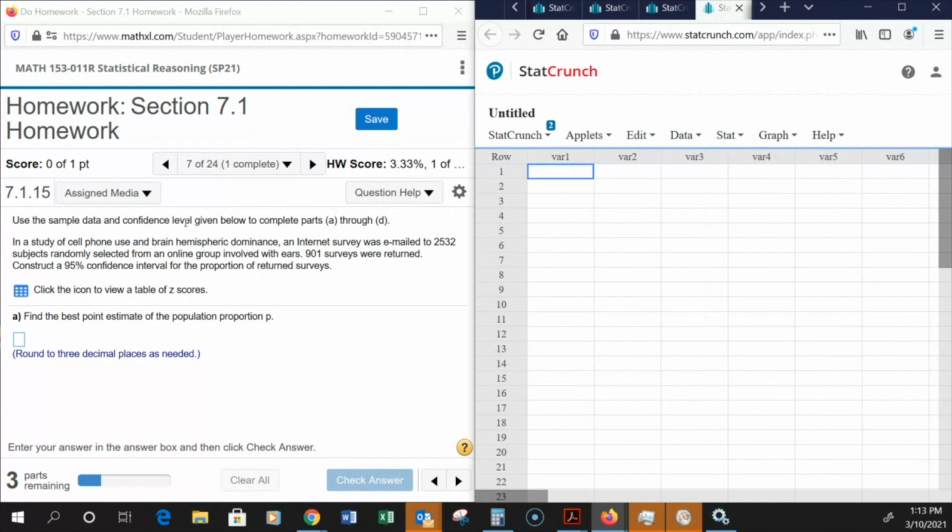Use the sample data and confidence level given to complete the parts. So they want a 95% confidence interval. This is a study of cell phone use and brain hemispheric dominance. I wonder what that means. I think it means whether you're left-brained or right-brained.